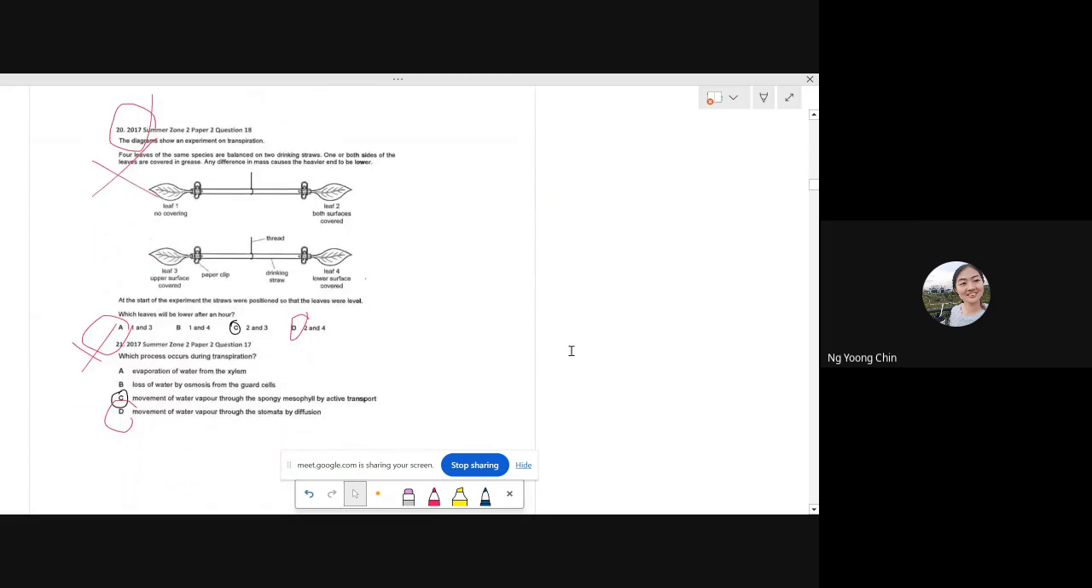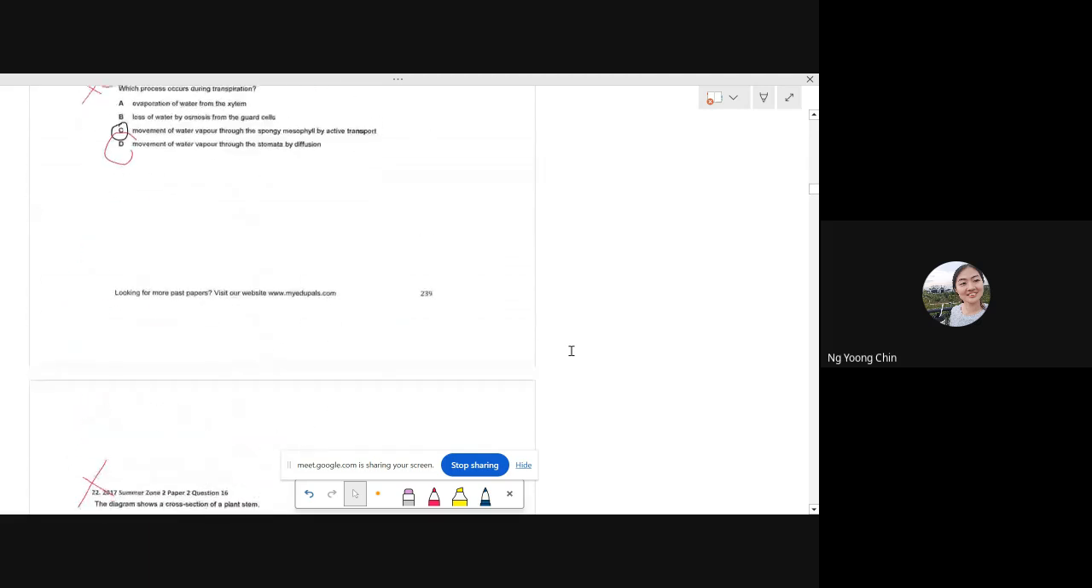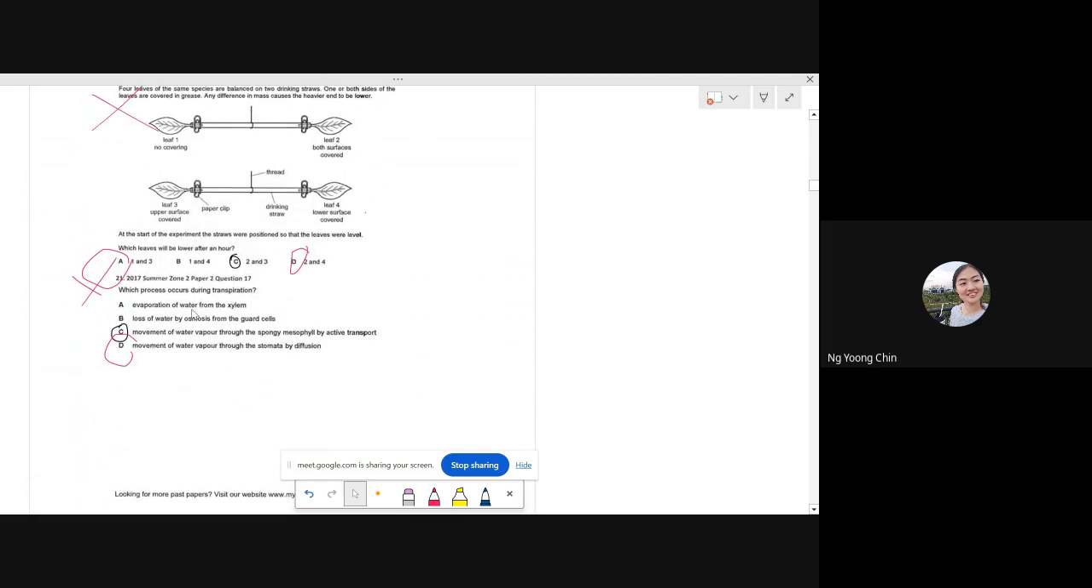Okay, for this one is a bit complex. Okay, you can see. Okay, which process happened during transpiration?